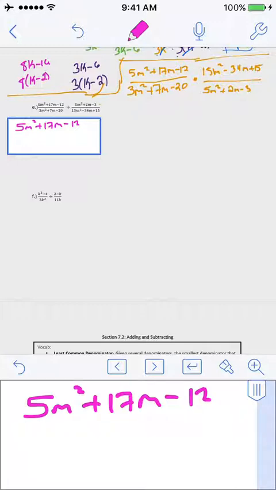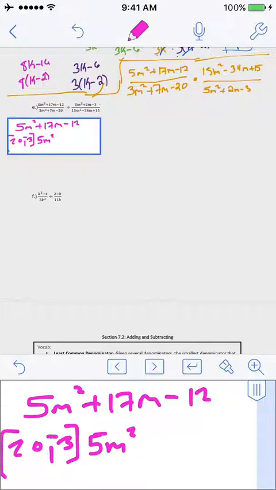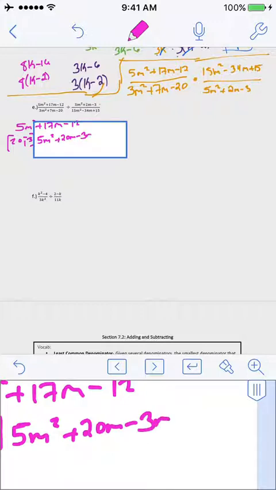Let's see. Can't be 5 and 12, because if I add those, one of them has to be negative. I can't get to 17 with one of them being negative. 20 and 3 sound pretty good for 60, and I think the 20 is going to have to be the positive one. So 20 and negative 3. Alright, when I do that, I'll split this into 5m squared plus 20m minus 3m minus 12. And I'll factor by grouping.